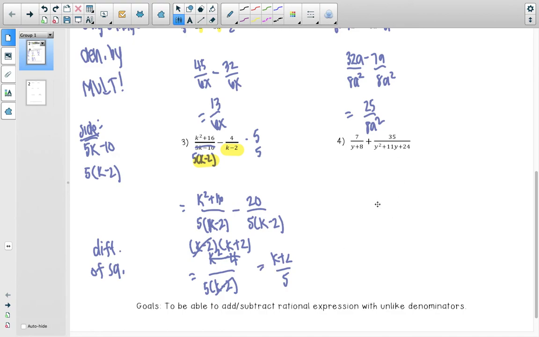Okay, number 4. This can't be factored because it's y to the first power and it has a coefficient of 1, but this can be factored. So the question is, what can it be factored to? Well, the factors of 24 are 8 and 3, and that equals 11. So you'd have y plus 3 and y plus 8. Well, they both would have a y plus 8. Let me rewrite this.